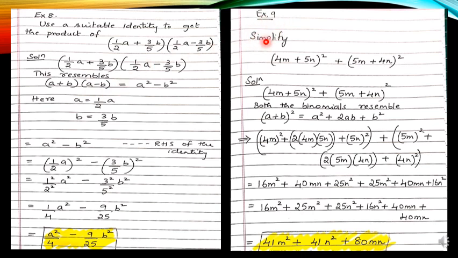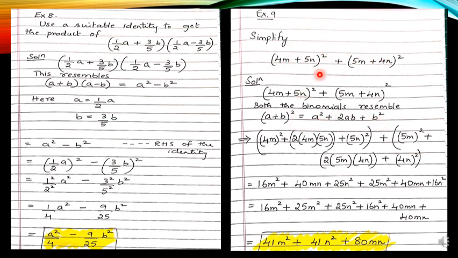Example 9. Simplify the given question, that is 4m plus 5n the whole square plus 5m plus 4n the whole square. So you have two binomial squares here. So what you should do? You should apply a plus b the whole square for this binomial as well as this binomial. So you are going to apply the identity 2 times here. Both the binomials are resembling a plus b the whole square, which is equal to a square plus 2ab plus b square. So we shall simplify it using this identity for both the binomials.